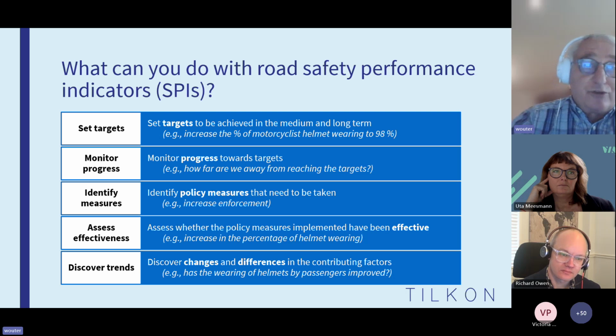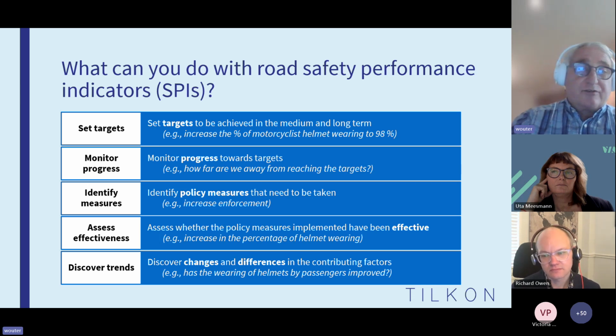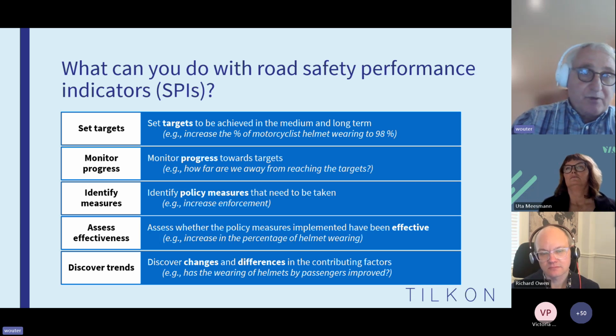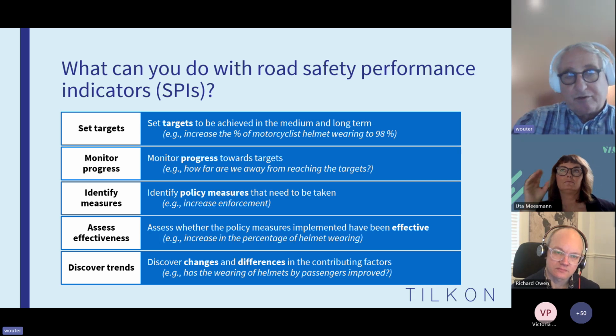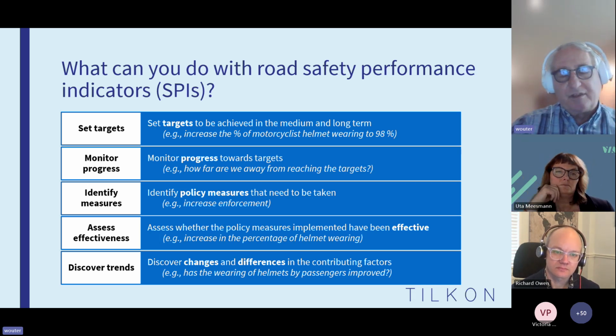So what can you actually do with road safety performance indicators? In my view, you can do five things. First of all, you can set targets. If you can set realistic targets, you can monitor progress, identify measures, assess effectiveness, and discover trends. To some extent, it's an extension of what I said on the previous slide.